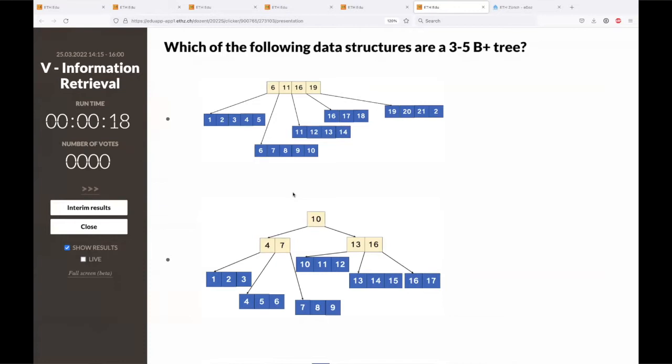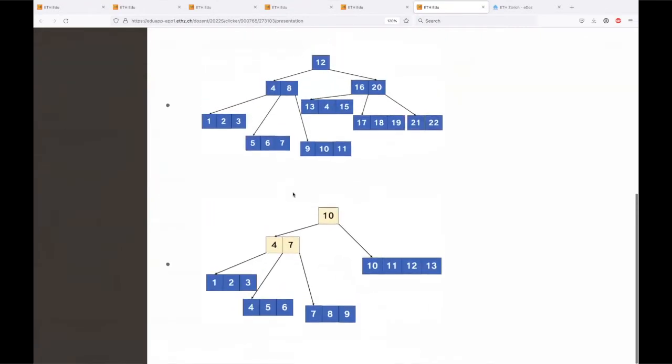If you tried to go to the internet and Google your way into B+ trees, you will find that there are many, many different conventions, right? So I'm using the conventions that we established last week. So these are the first 2 trees that you can see right here on the screen. Of course, I'm assuming you can see them on your smartphones and on your browser as well. And these are the other 2.